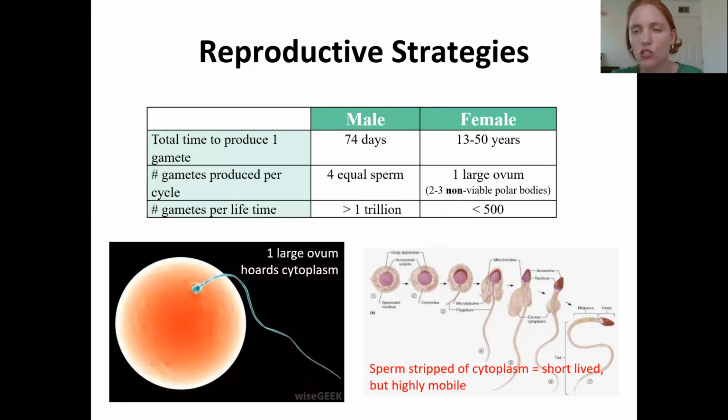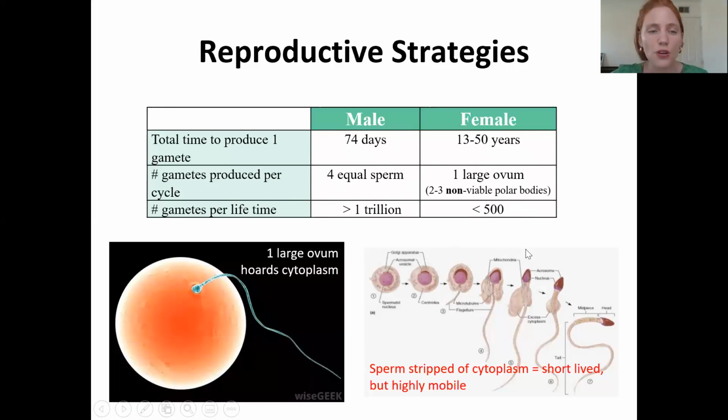And that's for 2 reasons: the time span that it takes, and also the fact that for each cycle of spermatogenesis, you get 4 equal sperm, and for the females, you only get 1 single ovum, and then the other ones are just going to be non-viable. Okay, so it takes a long time, and you don't get very many out of the other end.